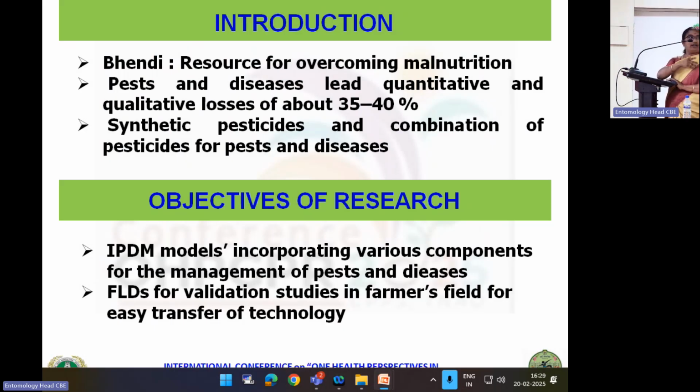And we have identified 10 farmers in that particular bhendi growing belt, and we have procured inputs and distributed them to impart knowledge through them. Through these 10 people, it will be reaching hundreds, it will be reaching thousands. In that way, we have planned this objective. Next, please.